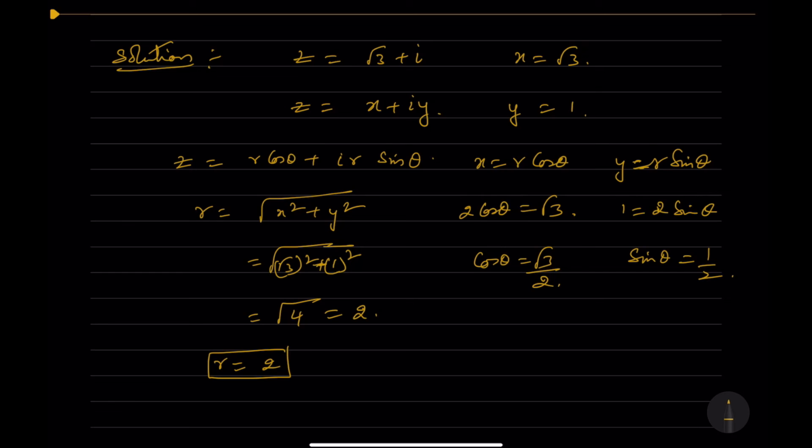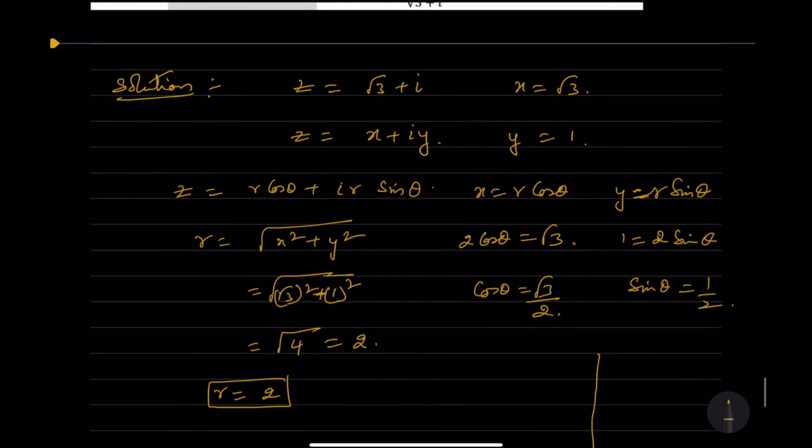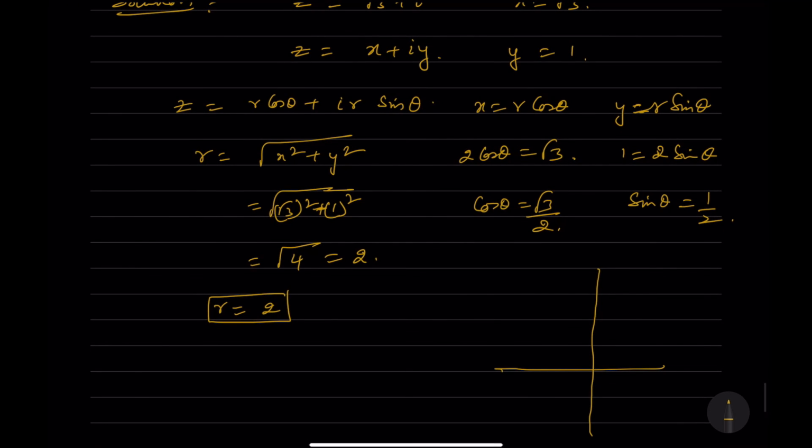So now we have to find out what the theta value is, and in which quadrant it lies. First we have to see that, because then we'll find out what alpha is. From the problem, you can see that both x and y are positive. So it lies in the first quadrant. x is positive, y is positive, so it lies in the first quadrant.